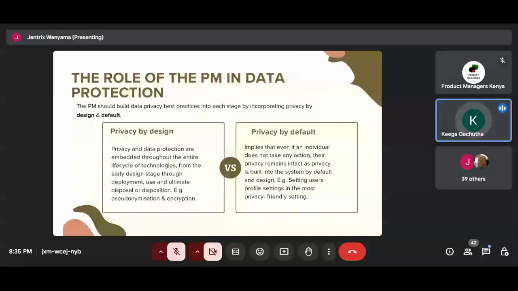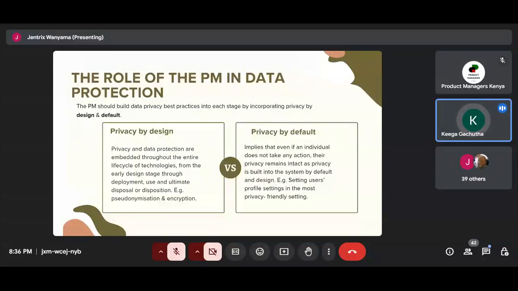Okay. So on the role of the product managers in data protection, we have a few things that we need to put into consideration. And these are what I refer to as paradigms. Paradigms to mean frames of thought that you're meant to have as a data controller or as a data processor acting in your capacity as a product manager. So privacy by design implies privacy and data protection are embedded through the life cycle of the product that you have, from the early design stage through development, use, and ultimate disposal. For example, elements of this are encryption, having pseudonyms, and things along that line that ensure that privacy can be seen in the operational elements of what you're doing.